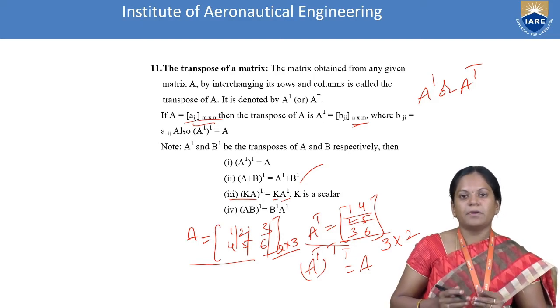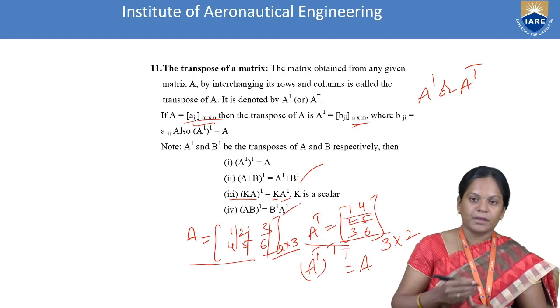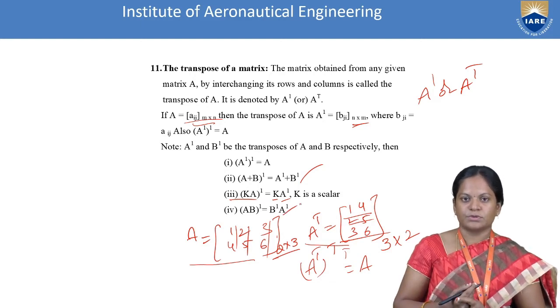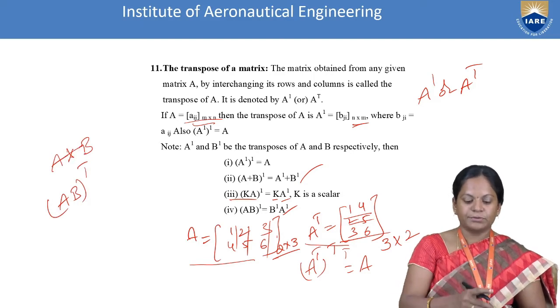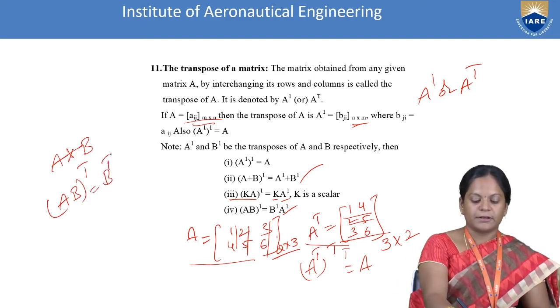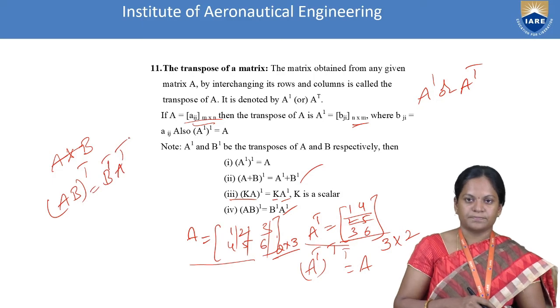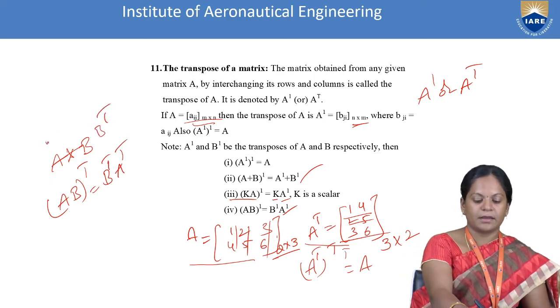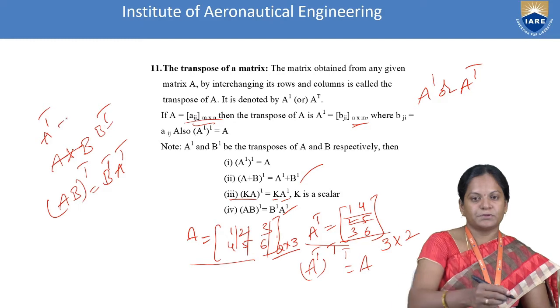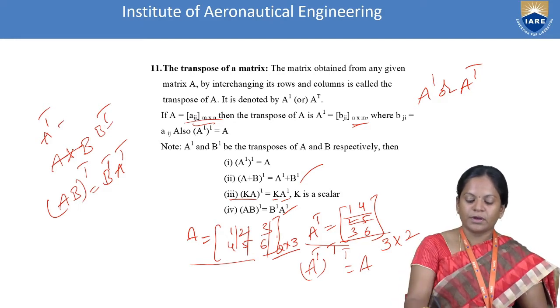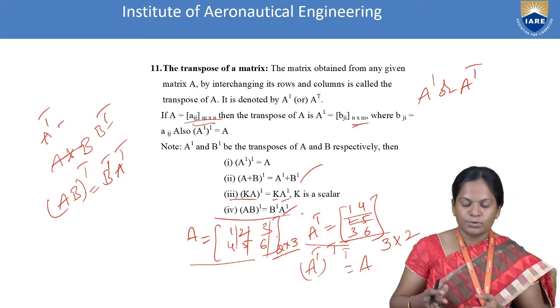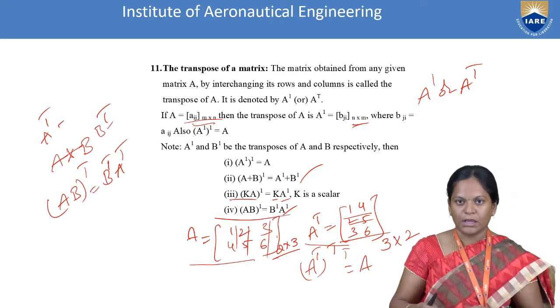Now the third one, (AB) whole transpose equals B transpose into A transpose. Suppose we multiply A and B. Consider any two matrices A and B. Multiply these two and take the transpose of AB. Then it is definitely equal to B transpose into A transpose. Consider B transpose separately and A transpose, multiply B transpose into A transpose, then you will get the value of (AB) whole transpose. So here we have the property (AB) whole transpose equals B transpose into A transpose.